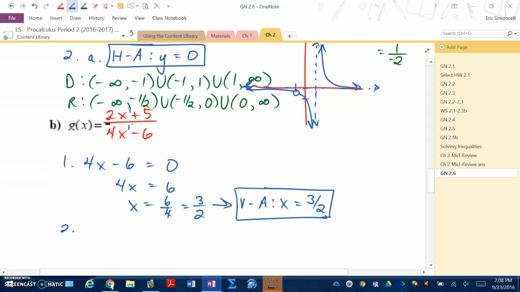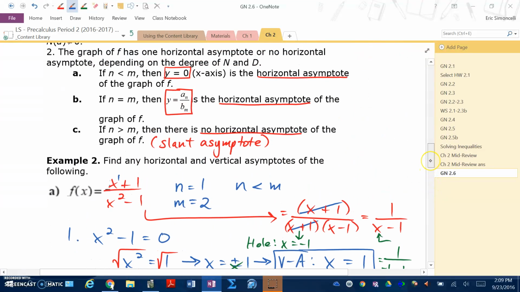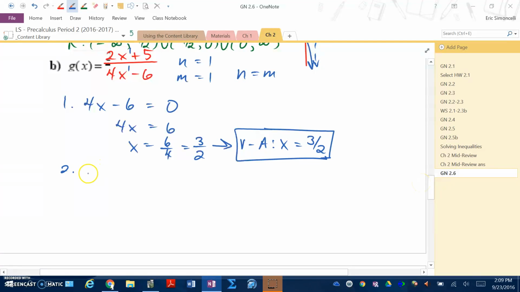So if I look at what n and m are, n being 1 and m being 1, n equal to m speaks to the second option for us. If n is equal to m, then y equals a sub n over b sub m, the leading coefficient of the numerator divided by the leading coefficient of the denominator, and that is the horizontal asymptote. So y will be equal to 2 over 4, the coefficients, or 1/2. So the horizontal asymptote for this function is y equals 1/2.